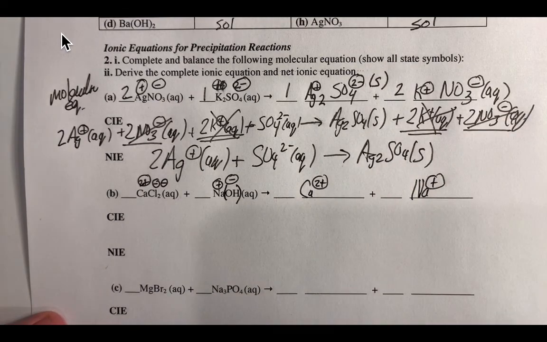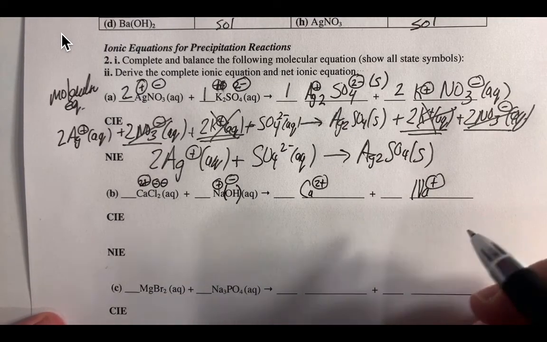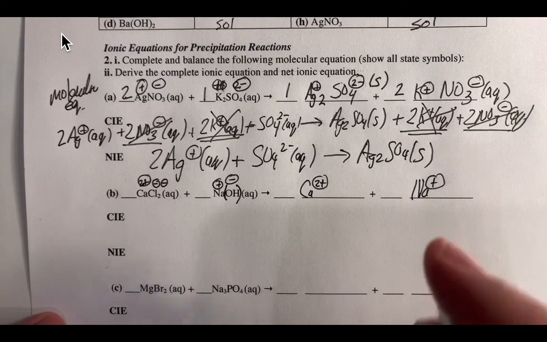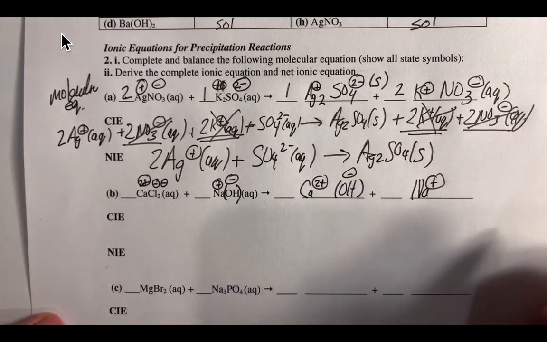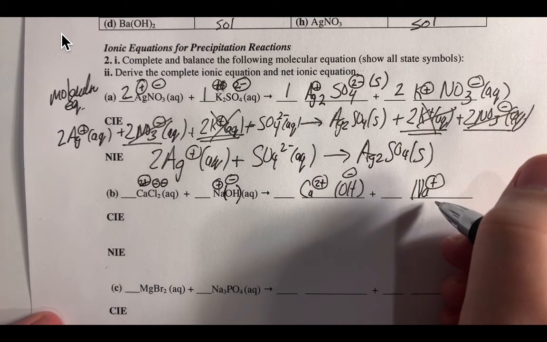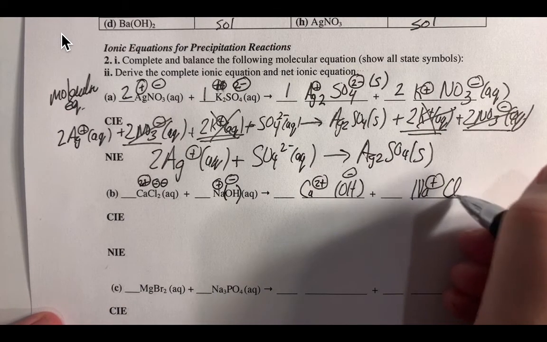Again, I like to leave the metals in place and switch the anions. So calcium was with chloride; we're going to put it with hydroxide. Sodium was with hydroxide; we're going to put it with chloride.